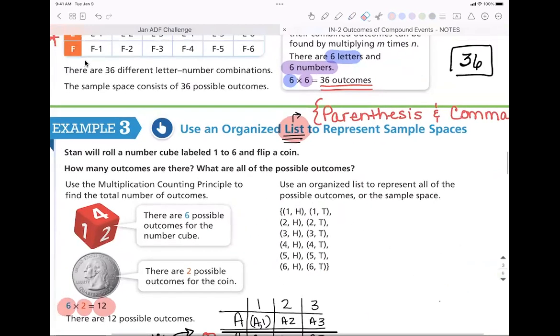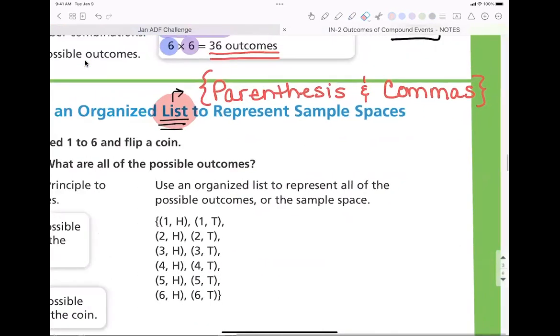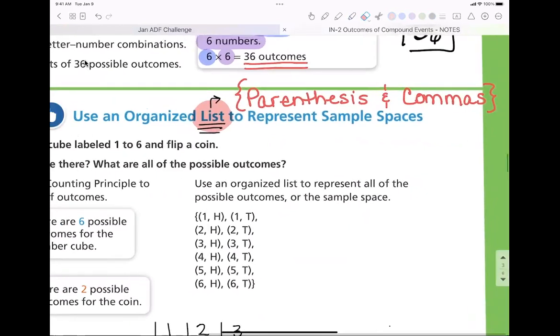On example number 3, I want everybody to write this in their book. Under where it says list in the title, it says use an organized list, and really organized is part of it too. So it's an organized list. Use an organized list to represent the sample space.